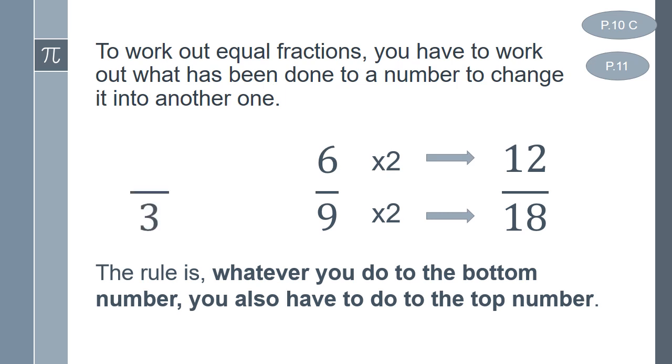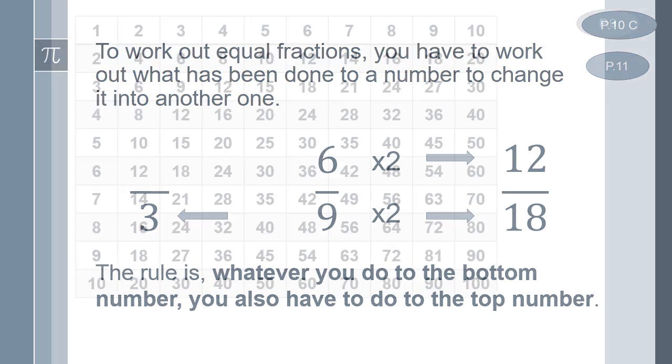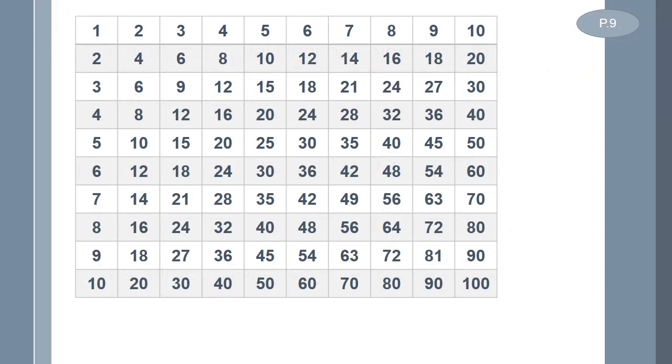We can also do the same with divide. So let's look at something over 3. So how do we turn 6/9 into something over 3? Again, what have we done to 9 to turn it into 3? Let's use this square again. So this time we're going to look at the 3 row, because that's the lowest fraction that we're working with. And we're going to find 9 on that row.